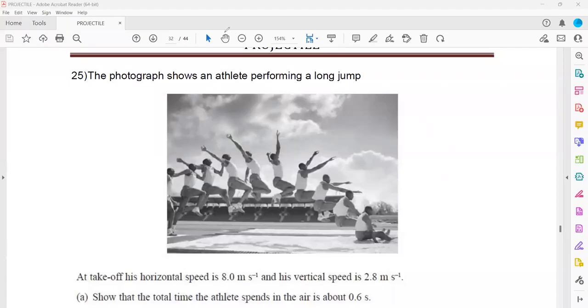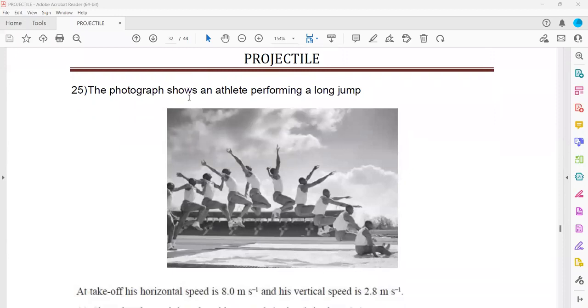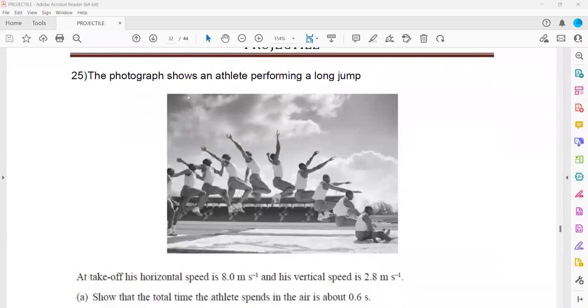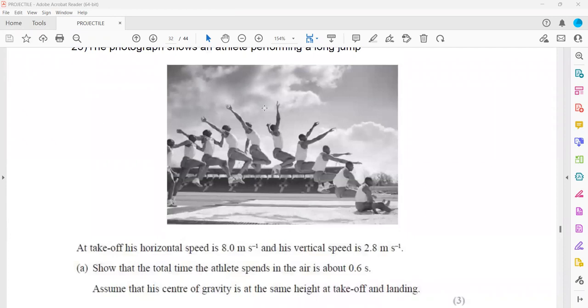So this is a continuation of projectile questions. Question 25. The photograph shows an athlete who's performing a long jump. At takeoff, the horizontal speed of the athlete is 8 meters per second. The vertical speed is 2.8. So it means he's having a horizontal speed and the vertical speed.